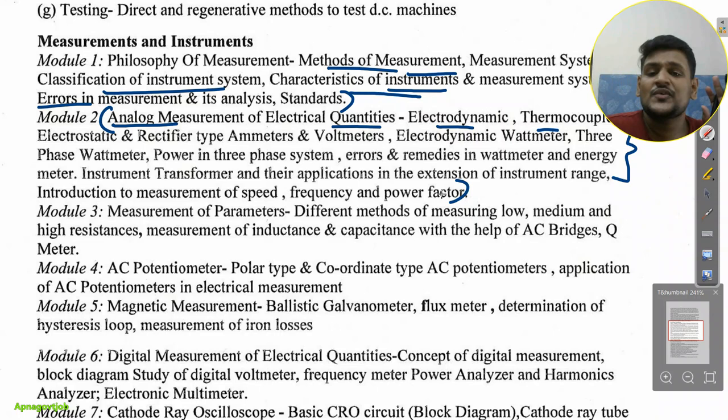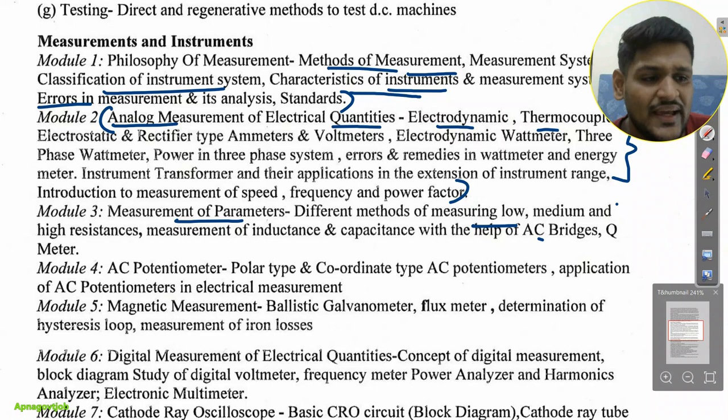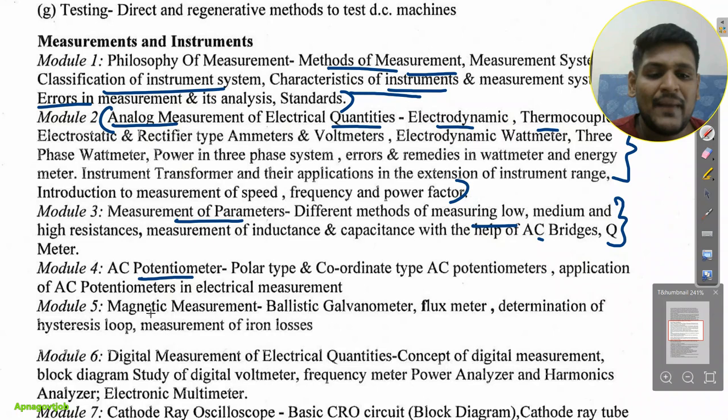Then measurement of parameters, again here we have different methods of measuring low, medium, high resistance, inductance, capacitance, okay. Short, short questions again from here, probability is there definitely. Potentiometer, just do potentiometer also. And magnetic measurement, the ballistic galvanometer, flux meter, determination of hysteresis loop and measurement of iron losses.